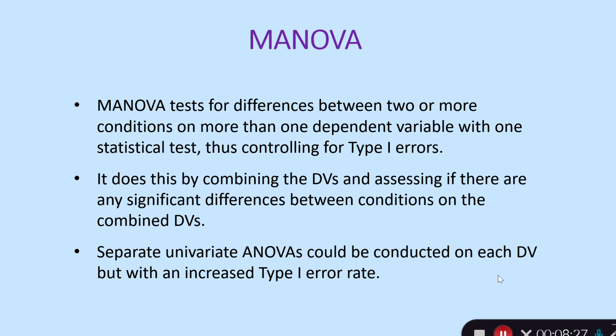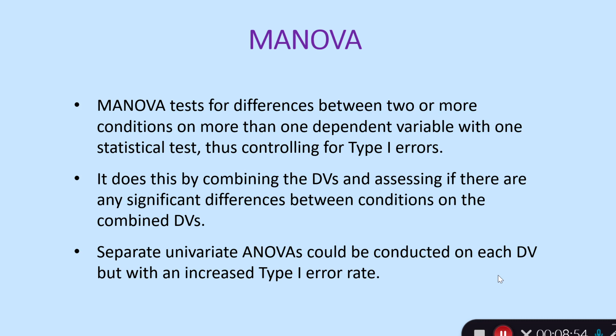And it does this by combining the dependent variables and assessing if there are any significant differences between the conditions of the independent variable on the combined DV, this new sort of combined dependent variable, which you'll sometimes see referred to as the variate.